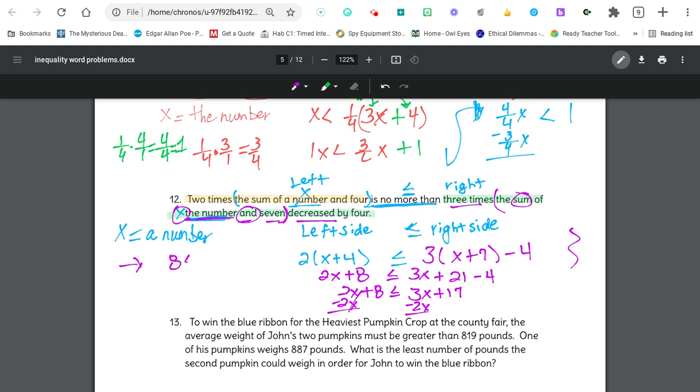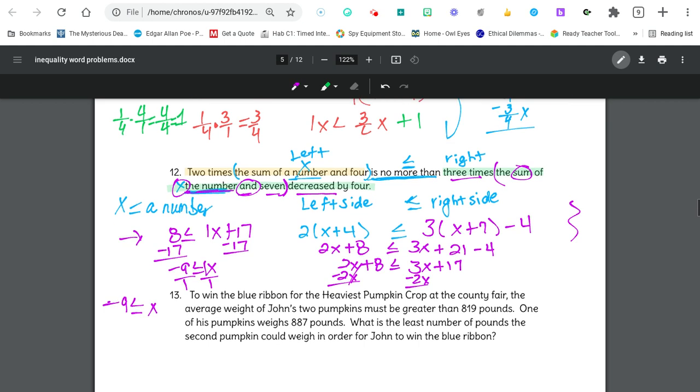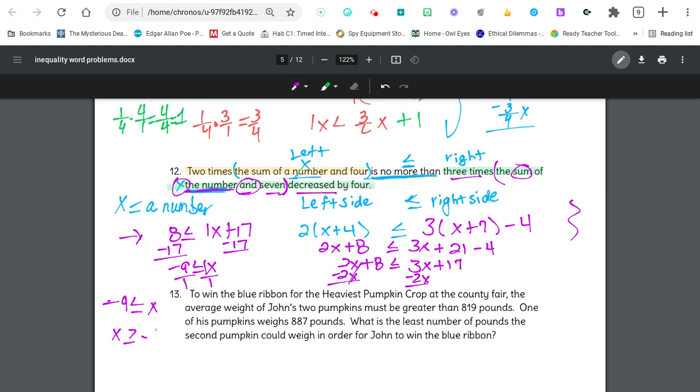So that's going to leave me with 8 less than or equal to 1x plus 17. Subtract 17 from both sides. You get negative 9 less than or equal to x, or 1x. Divide both sides by 1. And it's still negative 9 less than or equal to x. Or I'm going to reverse it: x greater than or equal to negative 9.